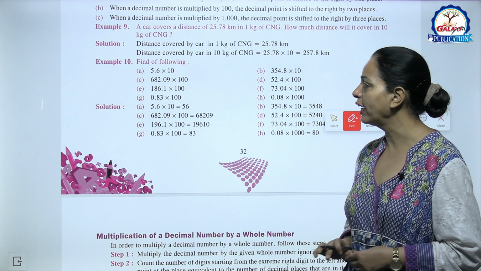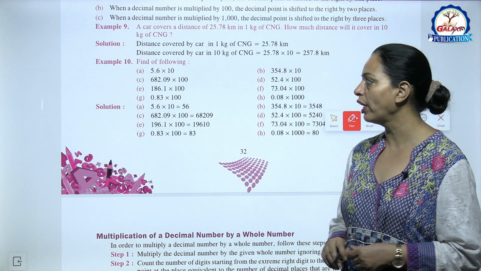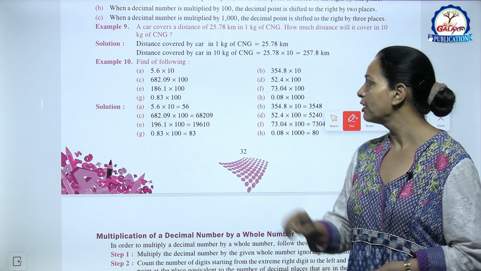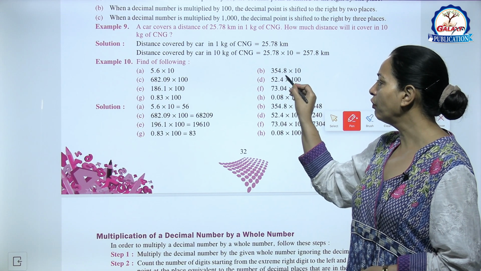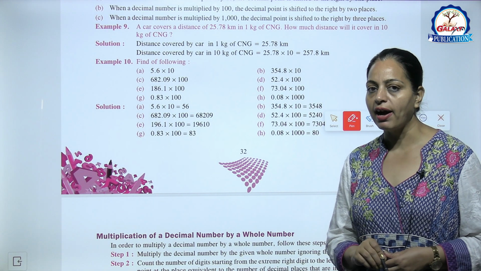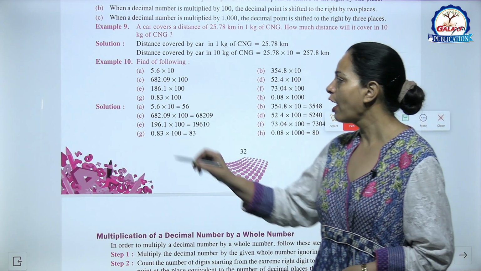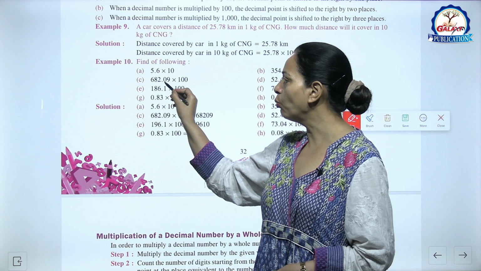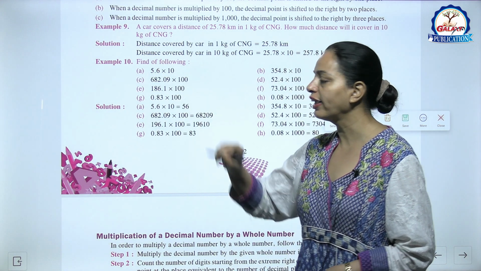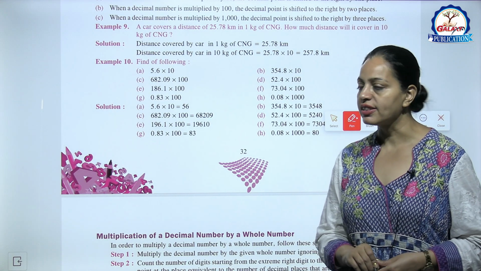Now example 10, find the following. Like A part 5.6 into 10, decimal हम उधर ले जाएंगे, it becomes 56. B part 354.8 into 10, decimal आ जाएगा 8 के बाद, यानी 3548. Now C part 682.09 into 100, डेसिमल हम शिफ्ट कर देंगे आफ्टर 2 डिजिट यानी 9 के बाद. सो दिस इज द आंसर, राइट.